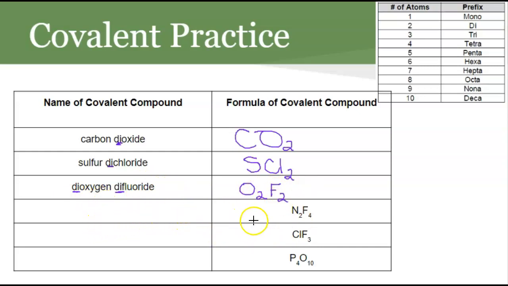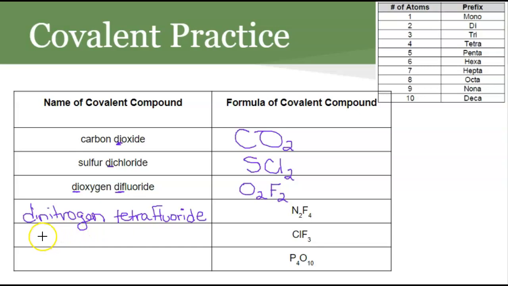You must need to know how to go the other way as well. So I have 2 nitrogens, so I gotta go dinitrogen. And then I have 4 fluorines. So 4 is tetra. And then I also need to make sure that I change my ending from fluorine to fluoride. So dinitrogen tetrafluoride is N2F4.